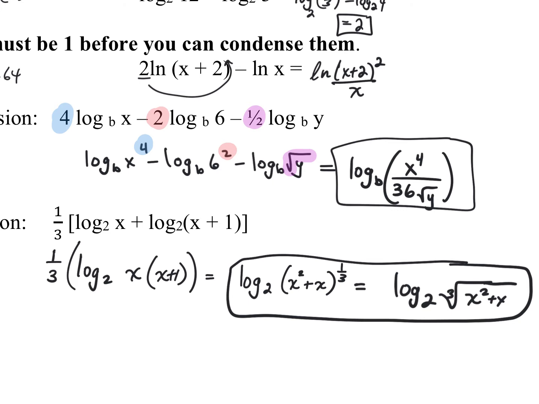You can see I rewrote that immediately as a square root. Then my terms that have negatives out front, those are negative exponents. They end up in the denominator. My positive terms end up in the numerator.